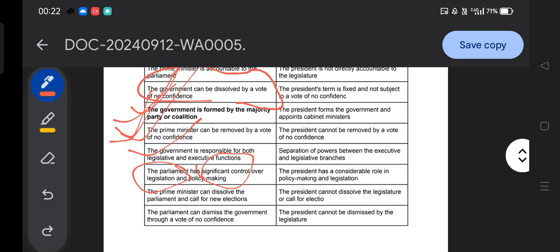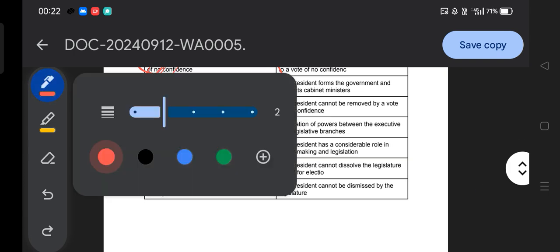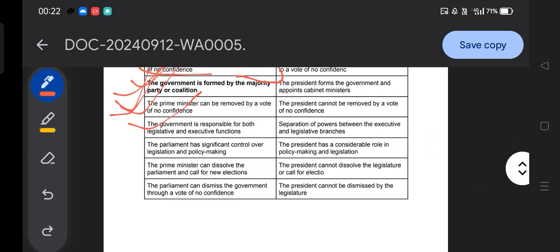Who forms policy? If you ask me, sir, it's the Parliament. Parliament makes policy, and Parliament also makes law, enactments, acts, regulations. So in the parliamentary form of government, the Parliament has significant control over legislation and policy. Then the Prime Minister can dissolve the Parliament and call for new elections.